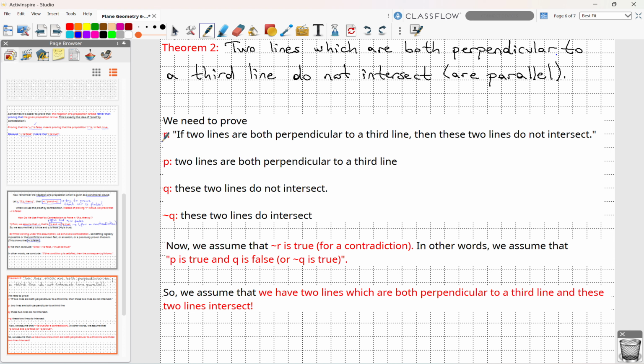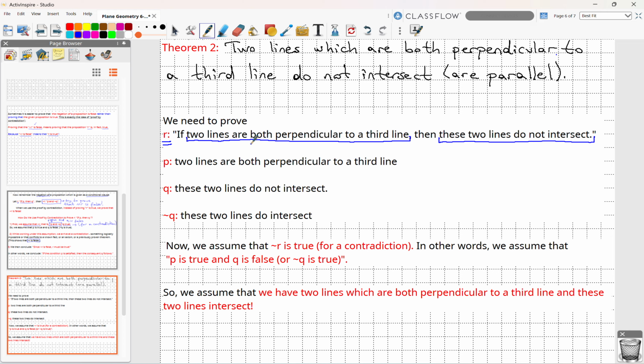So let R be the conditional clause now, which expresses the same meaning as theorem number 2. If two lines are both perpendicular to a third line, then these two lines do not intersect.